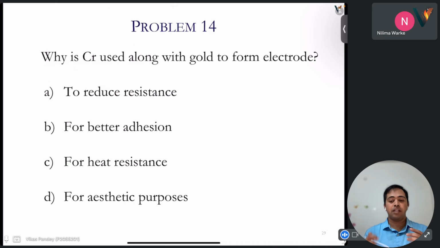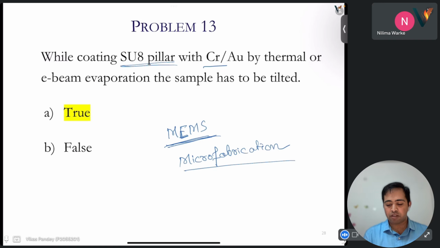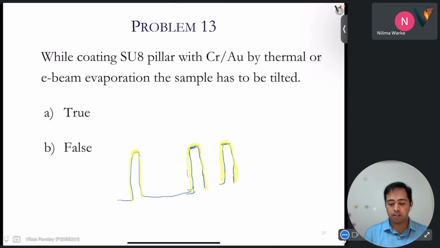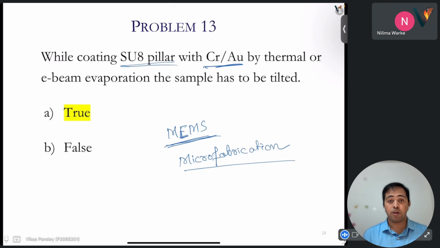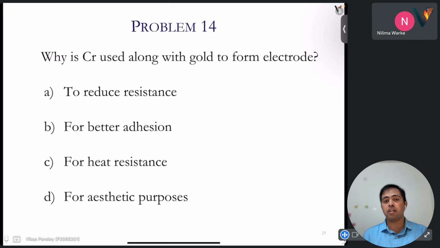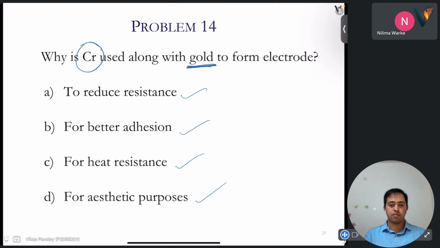Next question: wherever we are coming, we are talking about chromium and gold, right? On the SU8 pillar, the conducting layer is gold. We want the gold electrode. But why are we using chromium here? Is it to reduce resistance, for better adhesion, for heat resistance, or just for aesthetic purposes? Maybe for better adhesion.